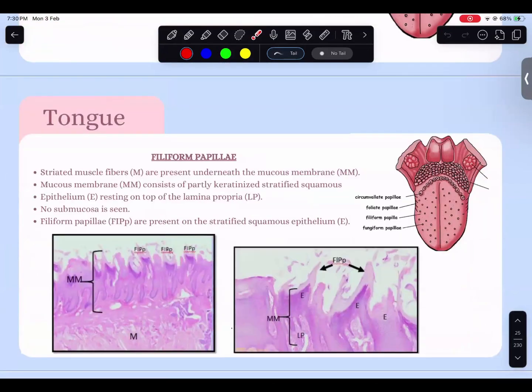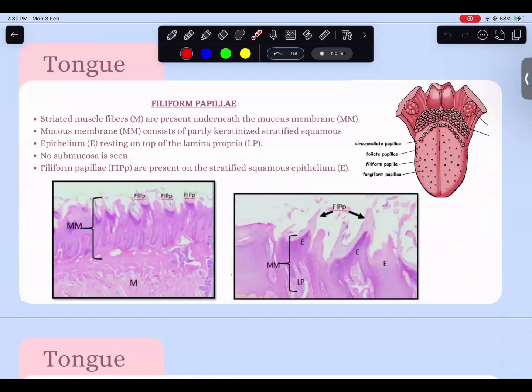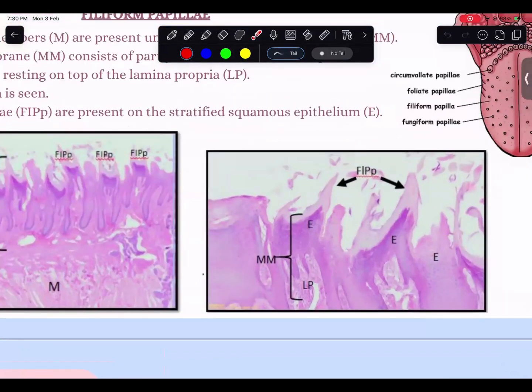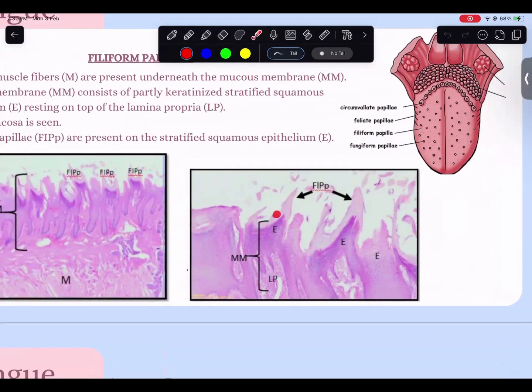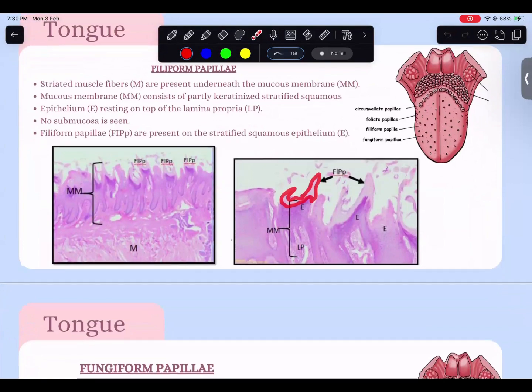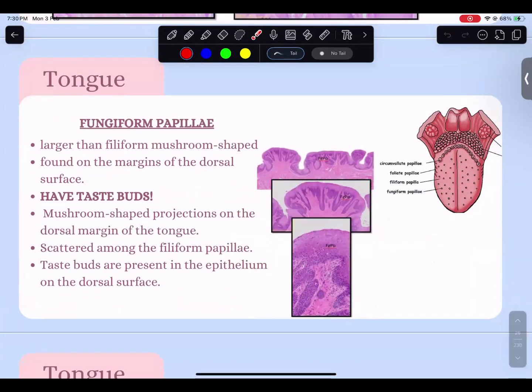Now, if you look at them on the histo slide, this is what they look like. So these are the filiform papillae that you see here. These are keratinized. So if they're keratinized, you know that they're a light pink color, right? So this is the epithelium of the tongue, which is stratified squamous. And the filiform papillae is above the epithelium because it's keratinized. That's pretty much it. For the fungiform papillae, these are larger than the filiform and they're mushroom shaped.